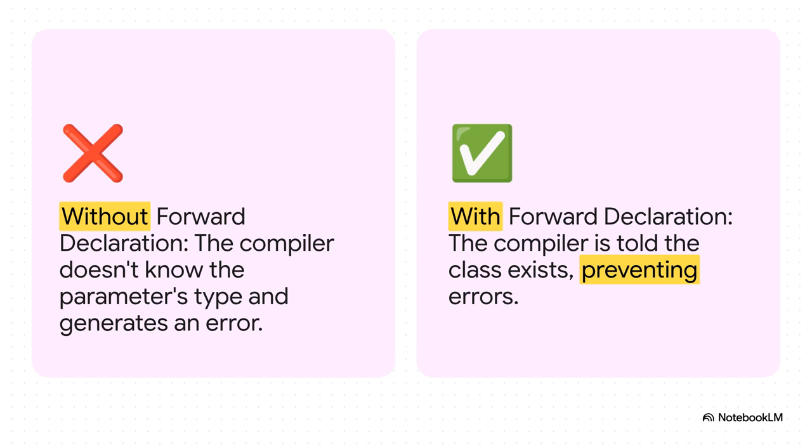It understands A, but then it hits B and just stops. It says, whoa, what's a B? I haven't seen a class called B yet. And boom, you get a compiler error.